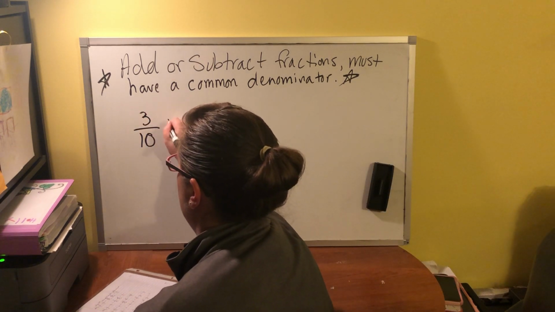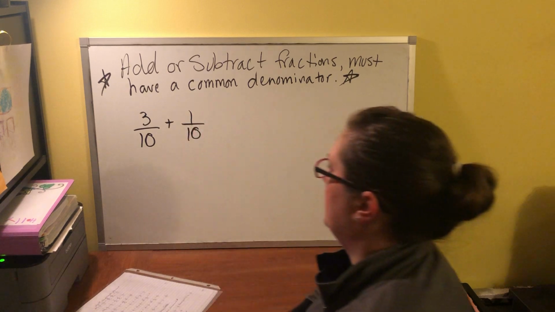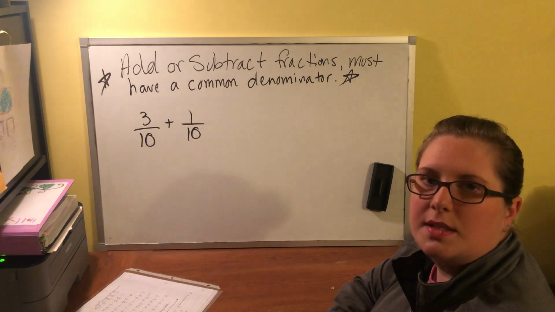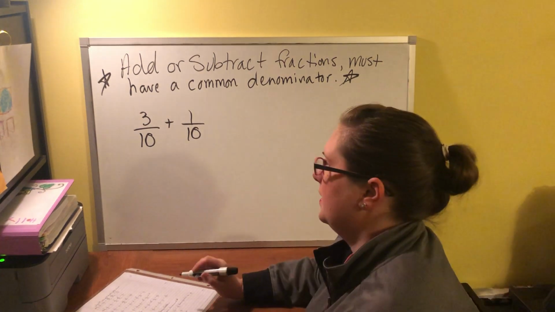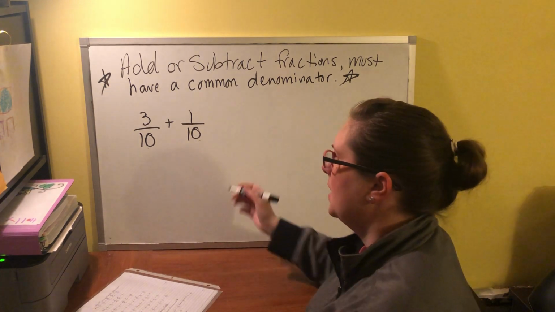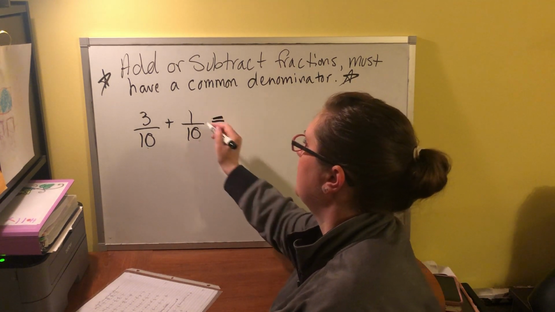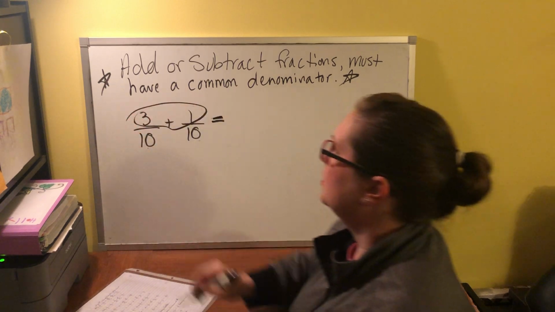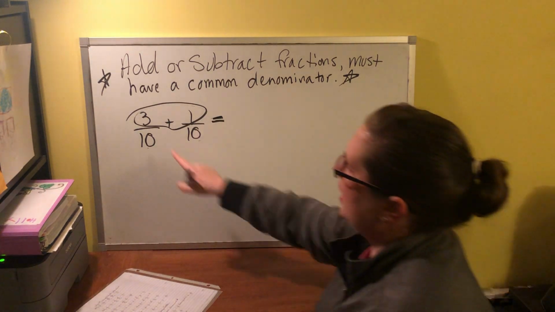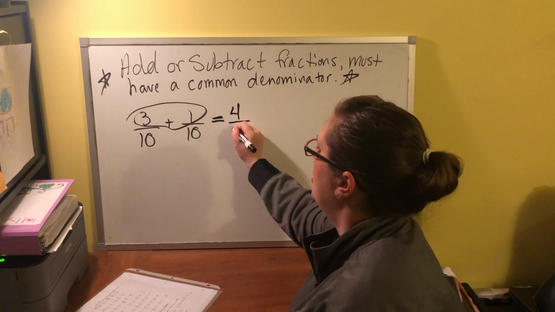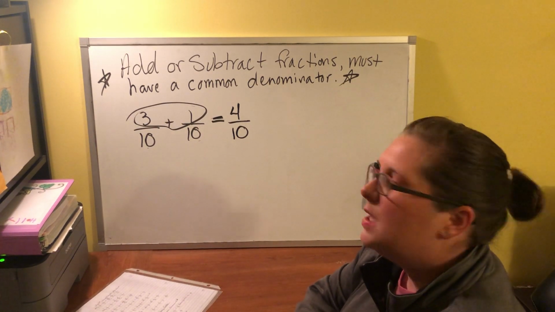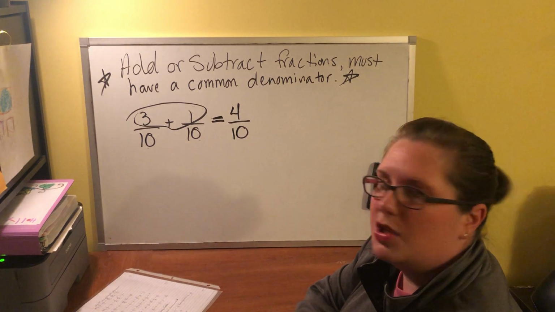Let's look at 3/10 plus 1/10, okay? So the first thing we're going to look at is, are the denominators the same? So those bottom numbers, are they the same? Well, this is 10 and this is 10. Those are the denominators. It's the same. So when they're the same, you add or subtract the numerators, okay? So here I have 3 plus 1 gives me 4. You keep the denominator when you add and subtract fractions. You keep that denominator. You don't add them together. You don't subtract them.